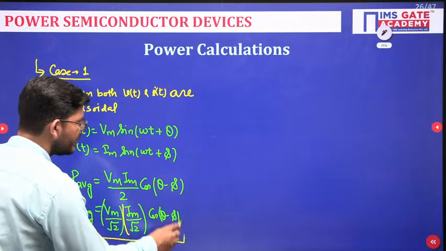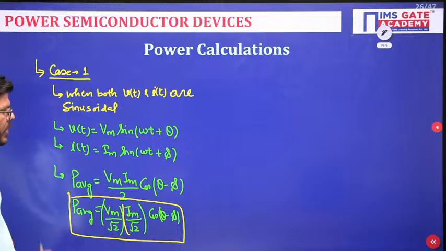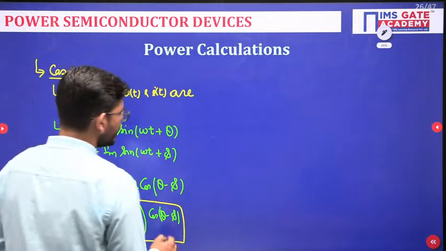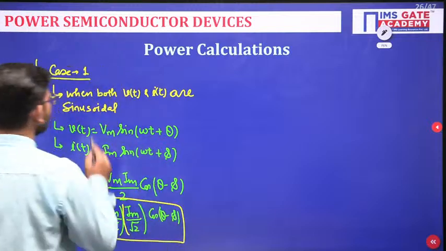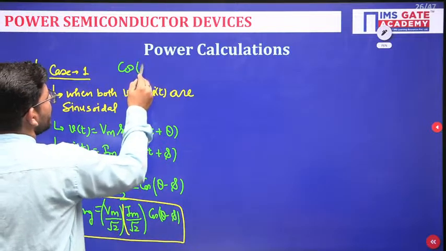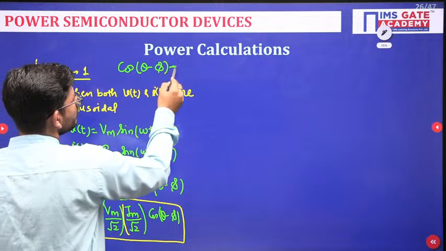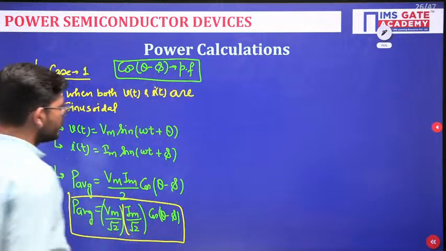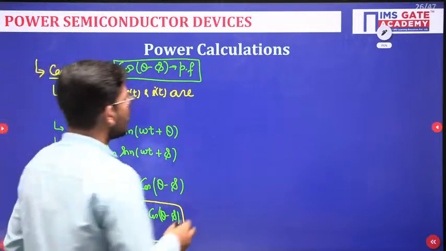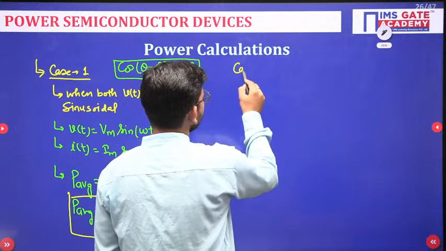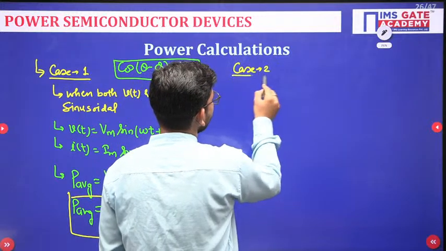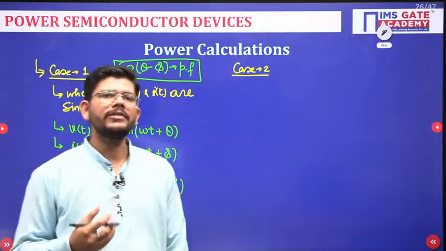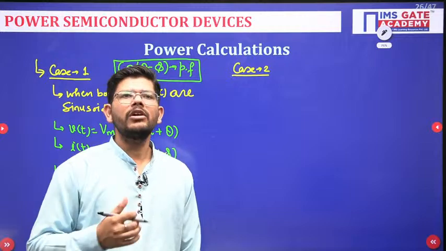Vm by root 2 is also known as the Vrms, so P average is Vrms, Irms cos theta minus phi, where cos theta minus phi is also known as the power factor. So you will get this case, or there is a possibility of getting another case which is very popular in power electronics. In power electronics, voltages and currents will be periodic, but they will not be sinusoidal.